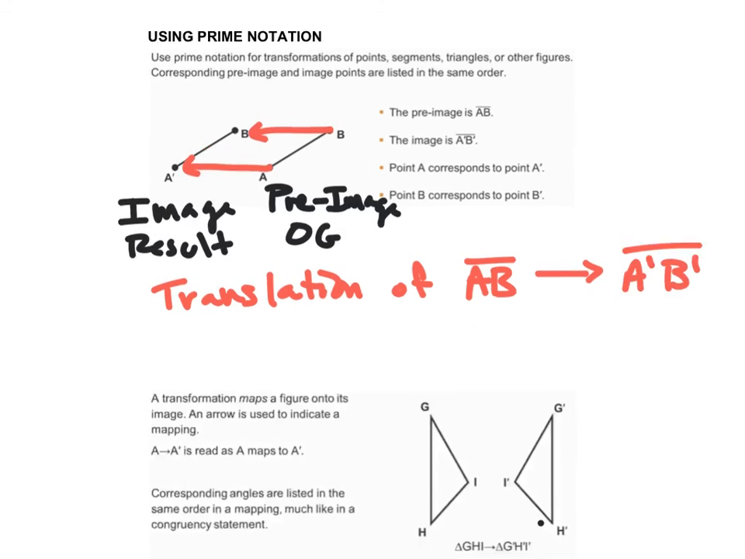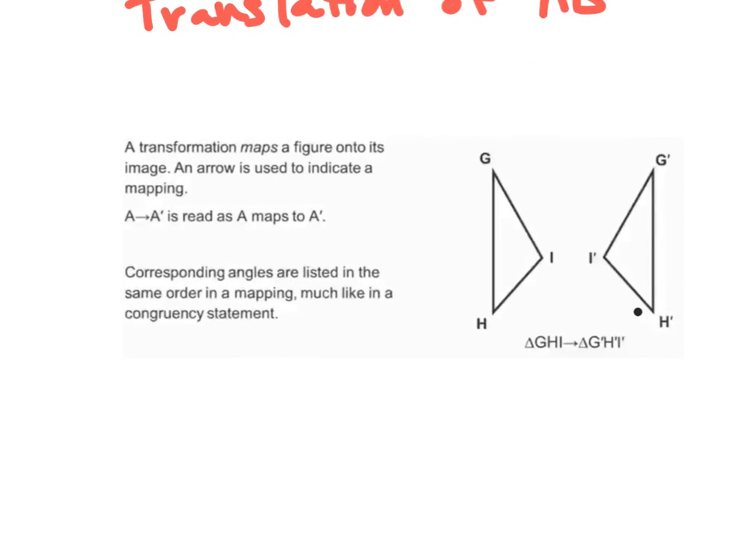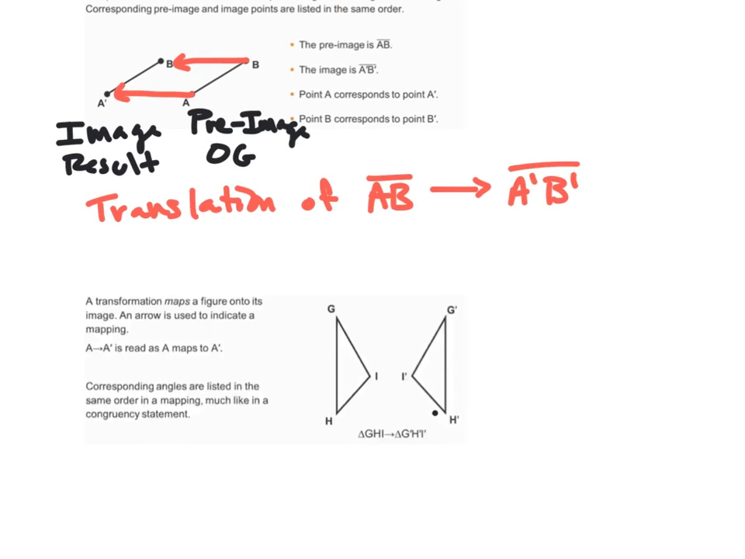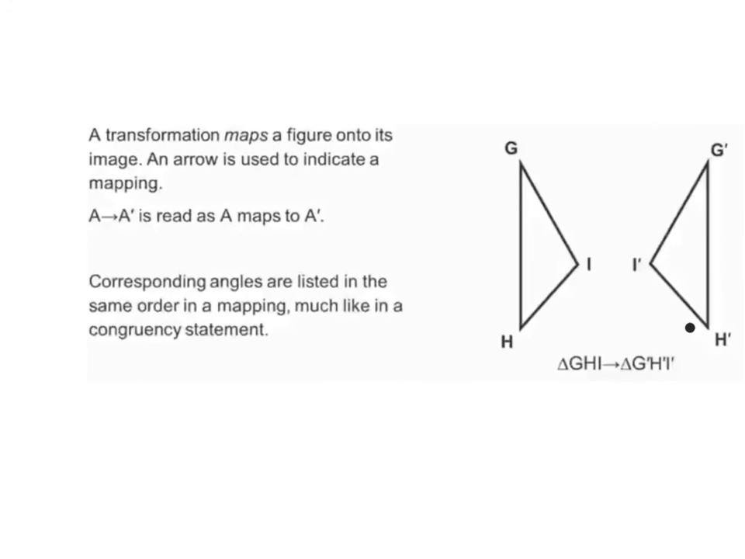Now, over here, the transformation maps a figure onto its image. The arrow is used to indicate the mapping, and that's what I did here. So to go from this to this, I use that arrow. That's where I would use an arrow, to talk about a transformation. So one arrow is used to indicate a mapping. A to A prime is read as A maps to A prime.